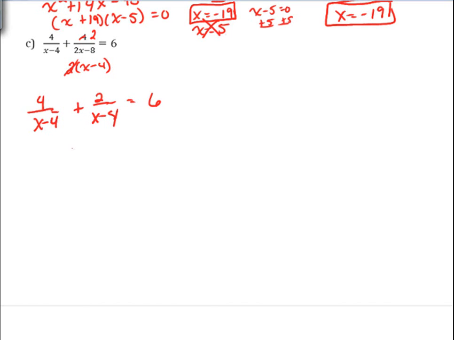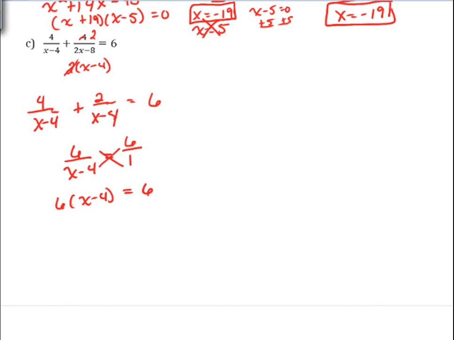Now we can add these two together since they have the same denominators. It would be 4 plus 2, which is 6, over x minus 4. And we can write this 6 as a fraction also. We can write it as 6 over 1. And then we could use the cross multiplication method if we wanted. So we would have 6 times x minus 4 equals 6.